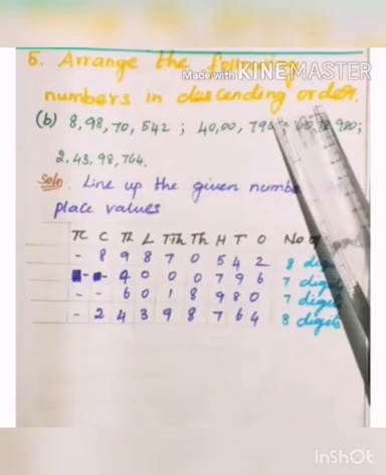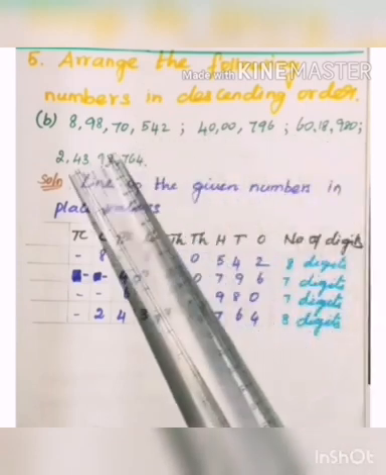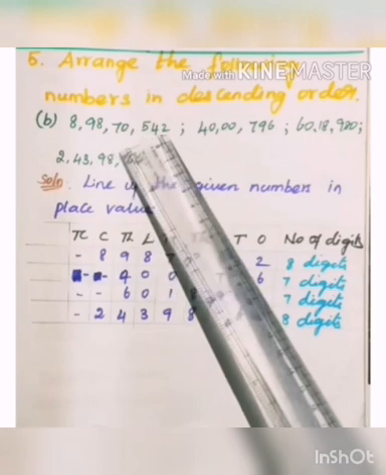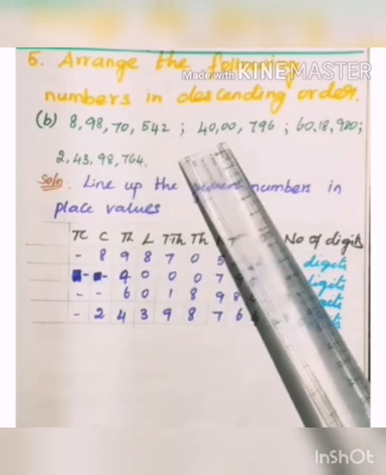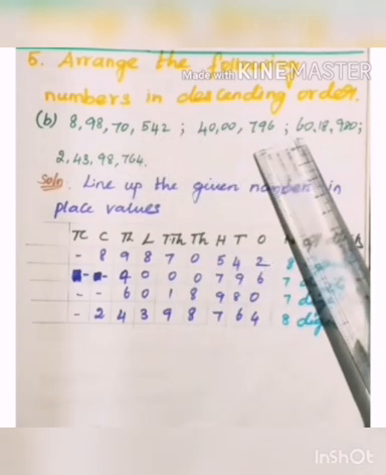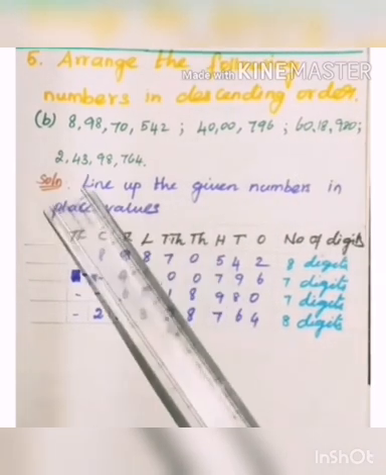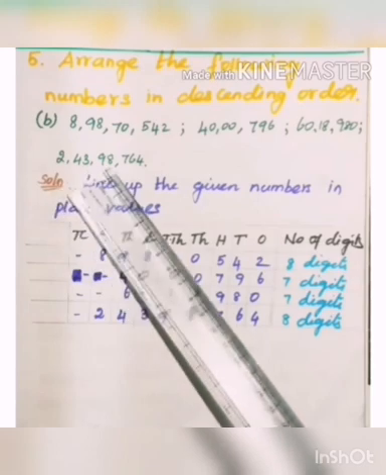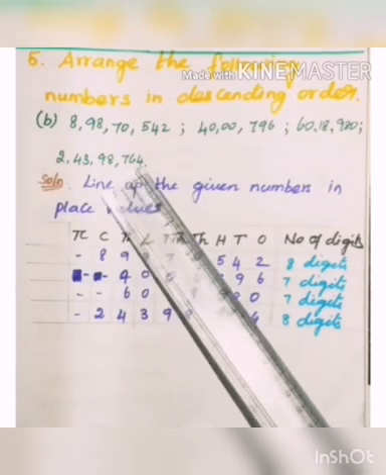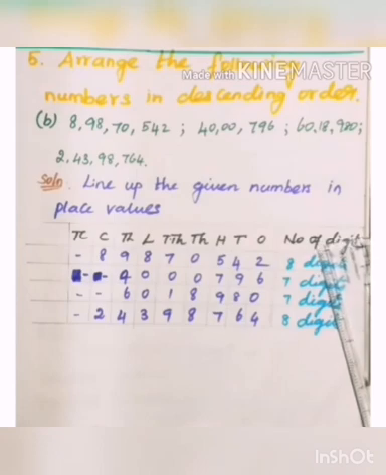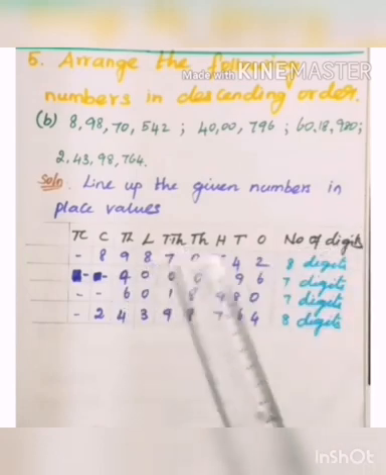Numbers in descending order. You have been given 4 numbers. Here what are they? 8 crore 98 lakh 70,542. 40 lakh 796. 60 lakh 18,980 and 2 crore 43 lakh 98,764. First of all, you have to line up the given numbers in their place values and look at these.